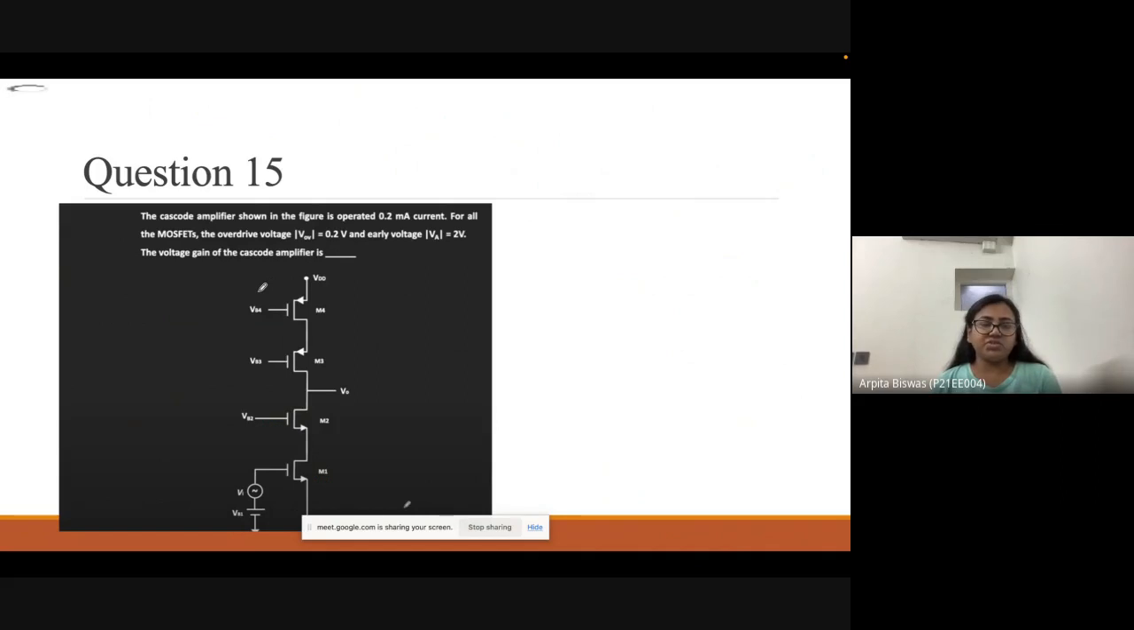So this is the last question, question number 15. The cascode amplifier shown in the figure is operated at 0.2 milliampere current for all the MOSFETs, and the overdrive voltage is 0.2 volt, and the early voltage VA is given, which is 2 volt. The voltage gain of the cascode amplifier is, so we have to find out the voltage gain.